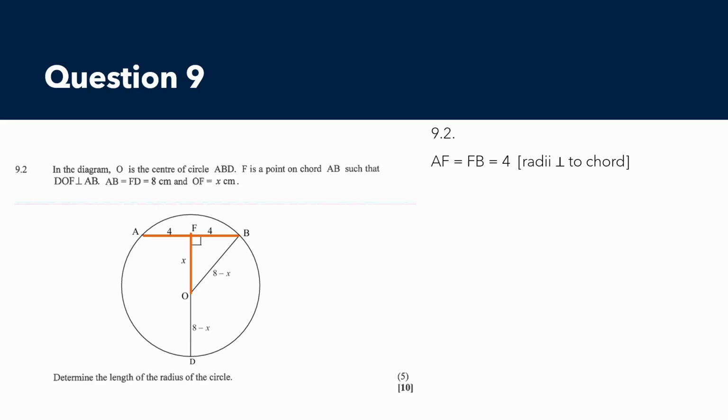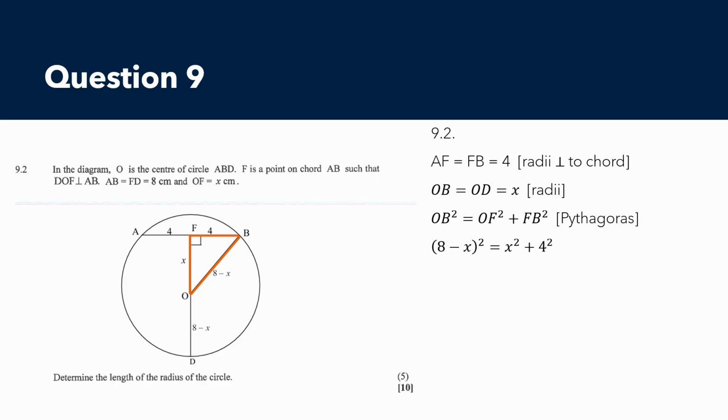My reason was radius perpendicular to chord bisects the chord, cuts the chord in half. Next, I went on to say OB is equal to OD, and they are both equal to X. The reason was radii, they are both radii of the circle. And I went on to use the Pythagoras theorem. OB squared is equal to OF squared plus FB squared. Pythagoras is the reason, and you can see the triangle in question. I've highlighted it in orange.